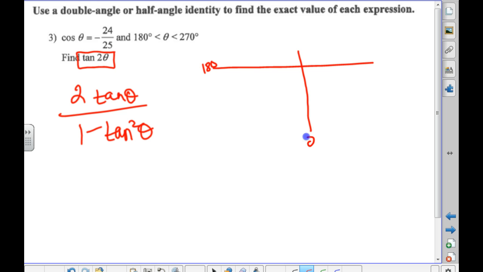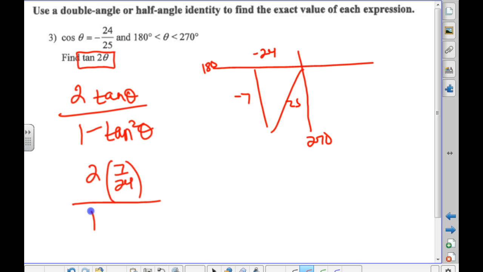180 and 270. We just need the tangent for our formula over here. Negative 24/25ths. What's the tangent going to be? It's positive 7/24ths, right, in that quadrant? A little painful, but you have a calculator. This is 7/12.